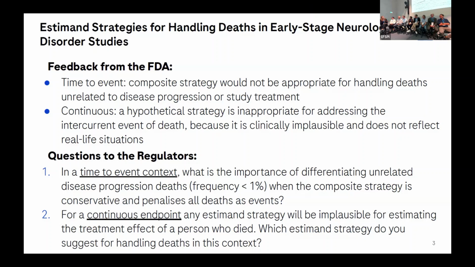Hello? Yeah. I just have one comment regarding the statement that the composite strategy is conservative. I wouldn't necessarily agree with that, because if there are more unrelated deaths in the placebo arm, then it would not be conservative. So it would depend. I think this statement should maybe not be there. But if the rate is very low, it might not matter so much. Yeah, okay. Frank, please.